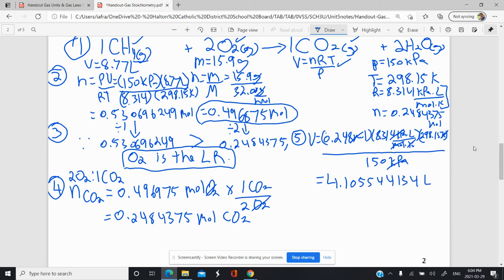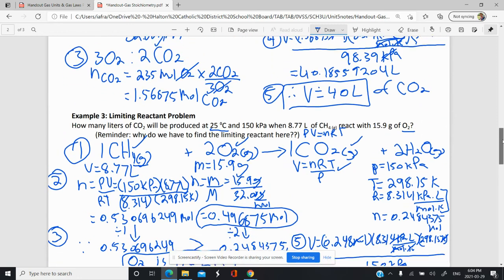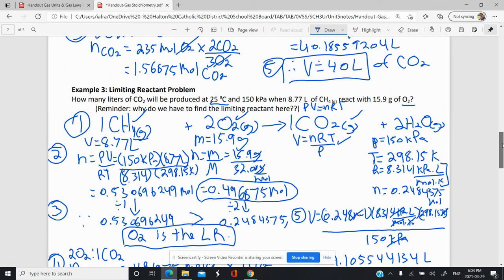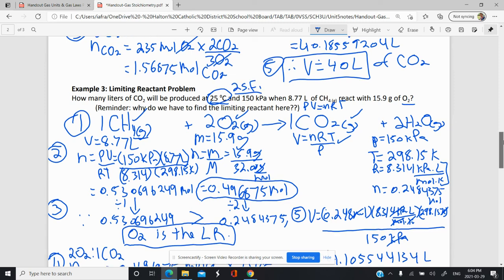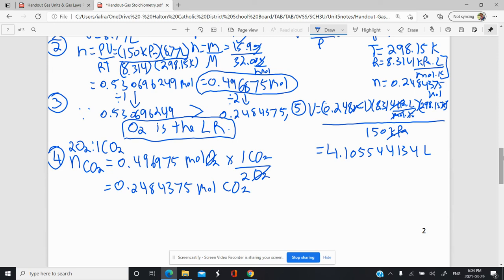4.105544134 liters. But don't forget we have to follow the proper number of sig figs, and it looks like 2 significant digits is what we need, because there's 3 and 2, 2 is smaller. And so we can say, therefore, the volume is approximately 4.1 liters of CO2.